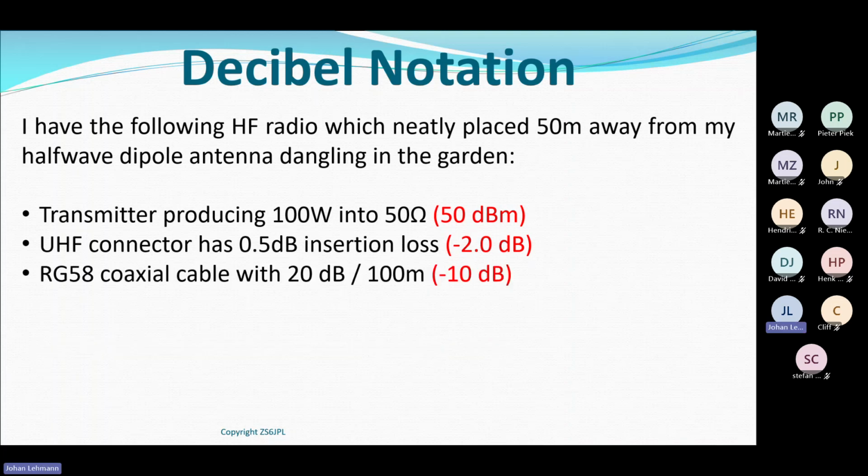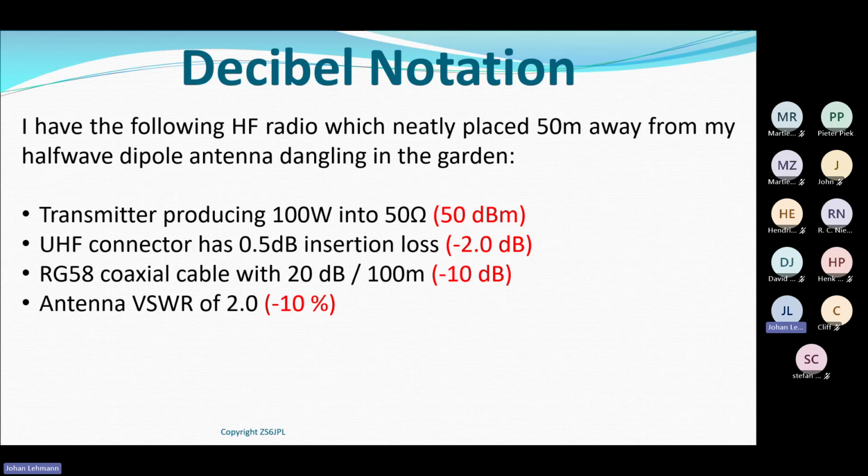Then somebody told me, no man, you should use RG58. It's cheap coax. Wonderful stuff. You can buy it cheap. Not on 50 meters of distance away from your radio. Definitely not. But we're using it. So we're losing 20 dBs per 100 meters. That gives me minus 10 dBs of loss in my cable alone.